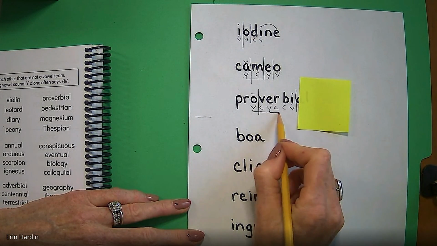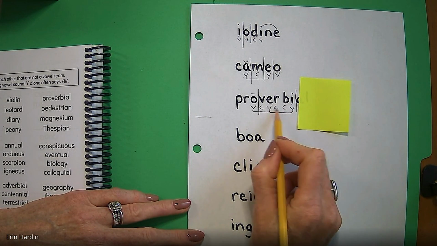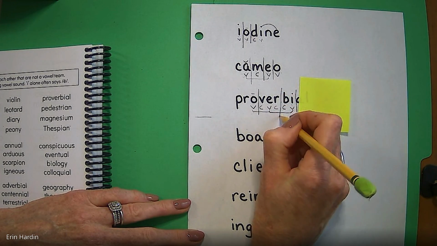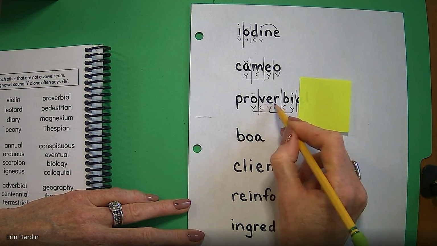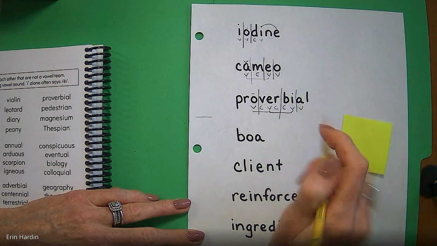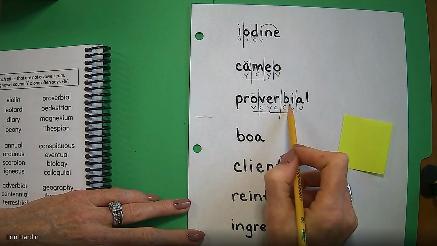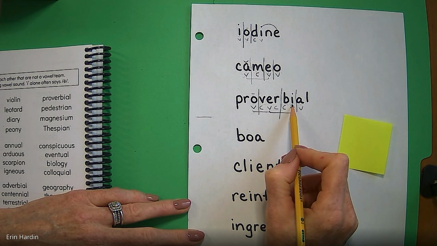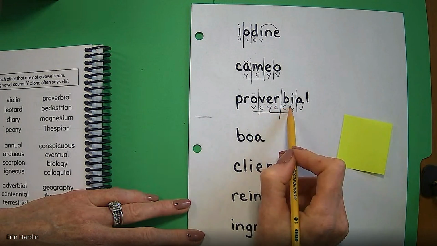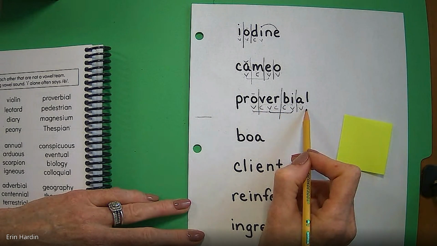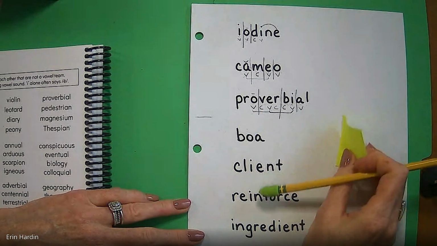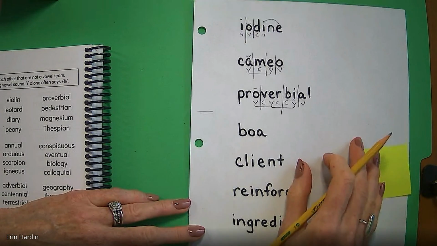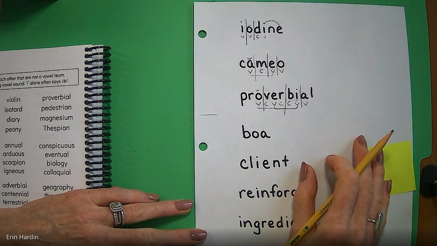Now we have VCCV, and whenever we have two consonants, we always try between the two consonants first, and that says ver. Okay, and then this would say either by, or it could say be, because I, in the middle of multi-syllable words, when it's open like this, can often say E. So proverbial, proverbial. It's not a very common word, but you could talk about what that word means with your student.